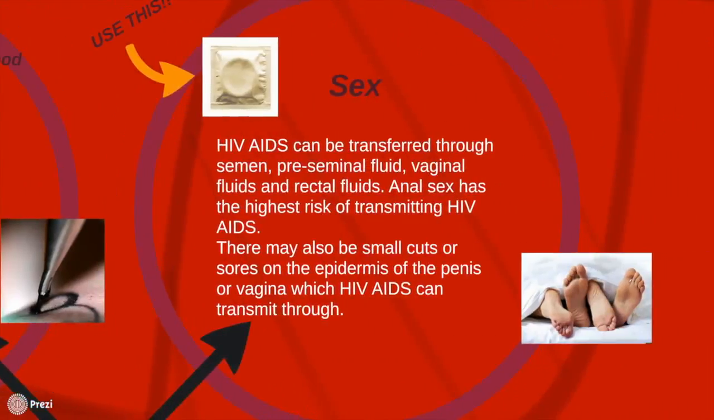Sex. HIV and AIDS can be transferred through semen, preseminal fluid, vaginal fluids, and rectal fluids. Anal sex has the highest risk of transmitting HIV or AIDS. There may also be small cuts or sores in the epidermis of the penis or vagina, which HIV and AIDS can transmit through.